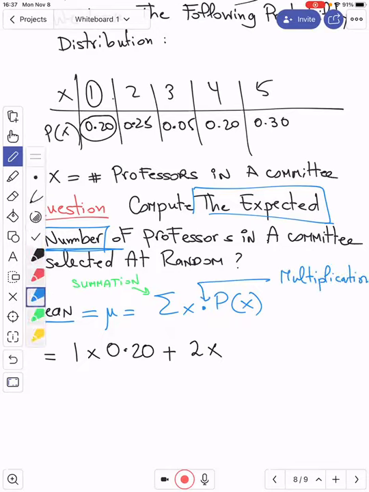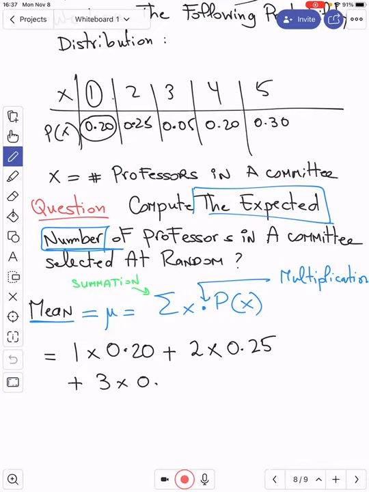Anyway, so this is 2 times 0.25, the corresponding probability of x equal to 2. Next, plus 3, corresponding probability is 0.05. Next, x is 4, corresponding probability is 0.20. Plus x is 5, and corresponding probability is 0.30. All right, so don't forget, of course, your PEMDAS rule, guys.